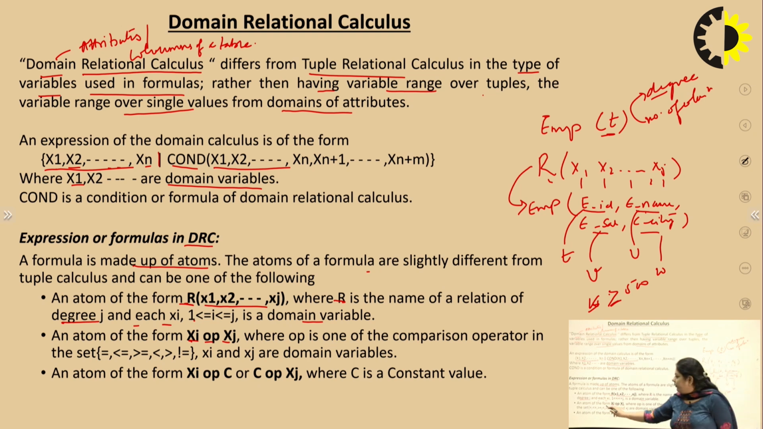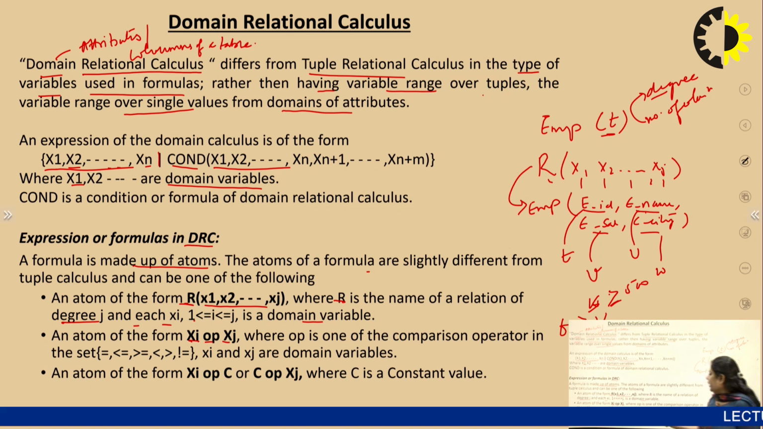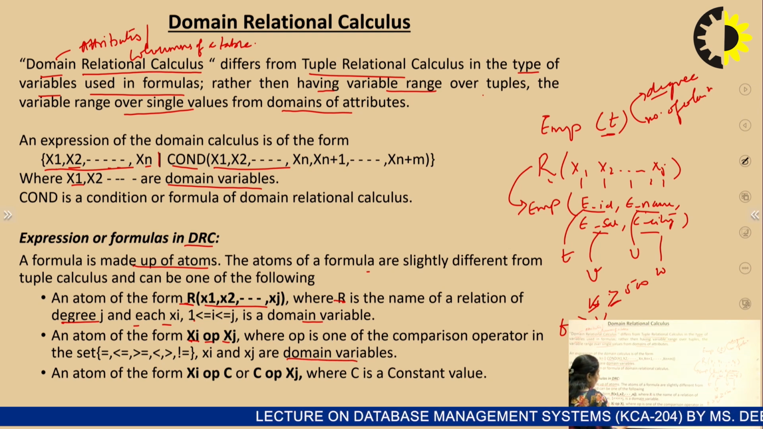So an atom of the form xi operator xj, that means the variables we have taken, that means t greater than u, suppose. So we will have a comparison operator in the set, that is equals to, less than or equals to, greater than or equals to, less than, greater than, or not equal to. These are the comparison operators which we will apply between domain variables.